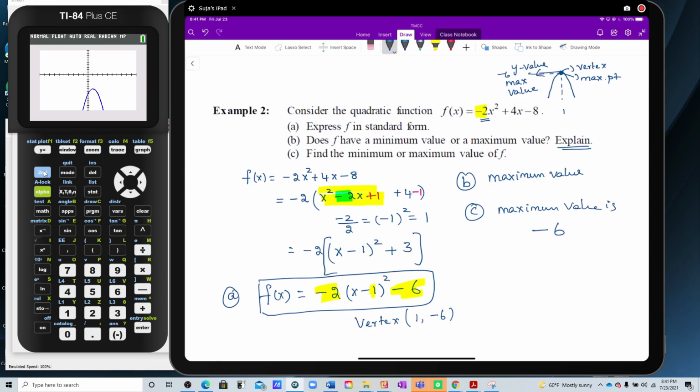To find this another way, hit second trace and pick the maximum option, which is number 4, then enter. Now it's asking for the left bound, so use the arrow to bring it closer to the left side of the point where you think the maximum is, hit enter, then bring it to the right side of the point and hit enter again. When it's guessing, just hit enter again, and it should give you the maximum value, 1 comma negative 6. Hope you understood this.